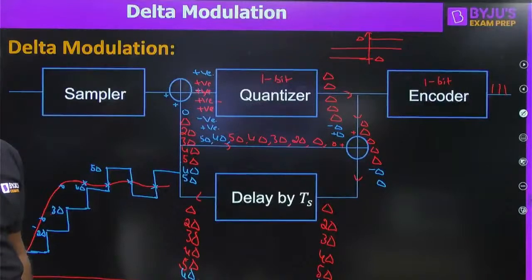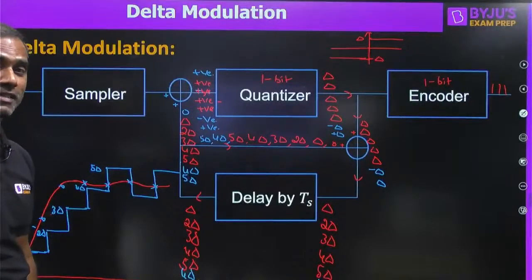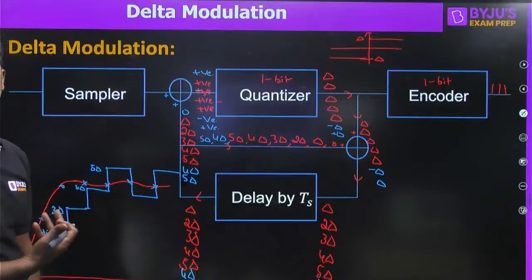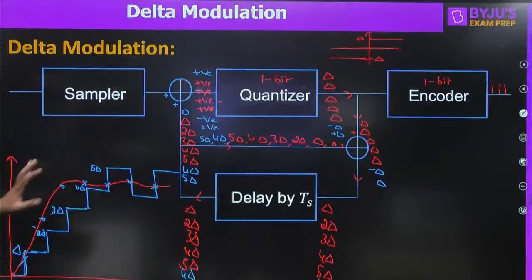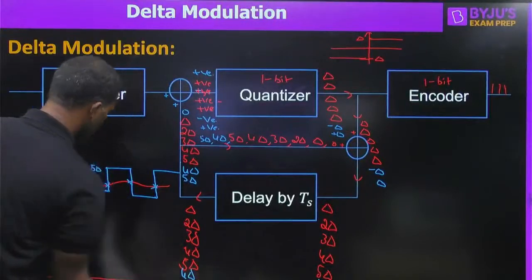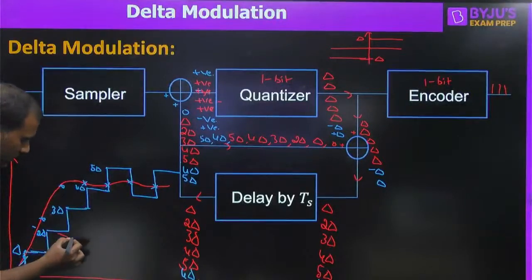Okay, which means for all signals, delta modulator may not work fine. Okay, in what cases it will not work fine, we'll generalize that in the next slide. So first of all, in this slide, wherever it is not working out, let us identify them and let us talk about them. Okay, here it is not working, correct?